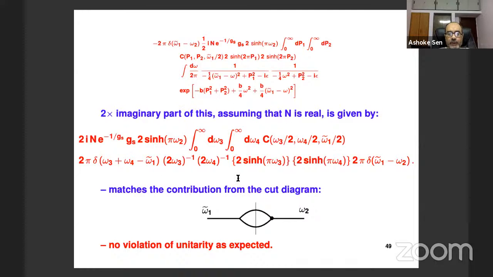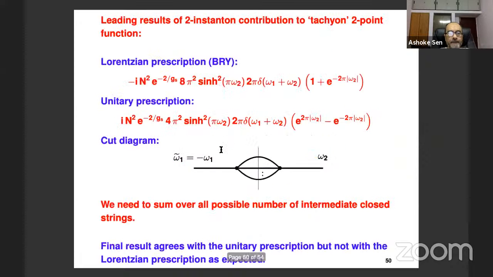And this indeed one can show matches the contribution from the cut diagram, which is given here. So as expected, as long as you choose n to be real, there is no violation of unitarity. The unitarity is perfectly fine at the level of 1-instanton amplitudes.